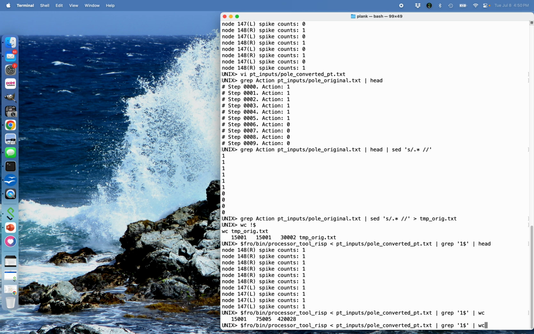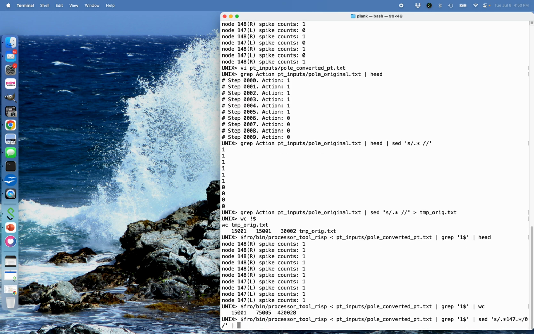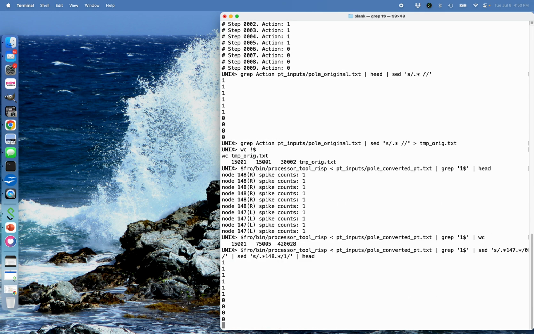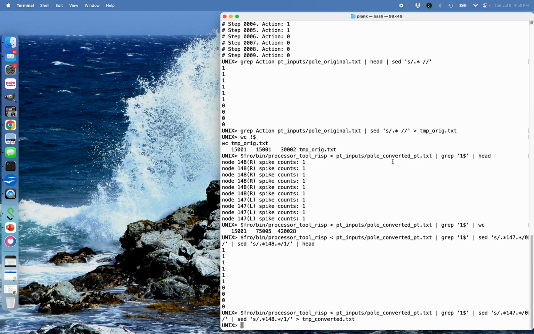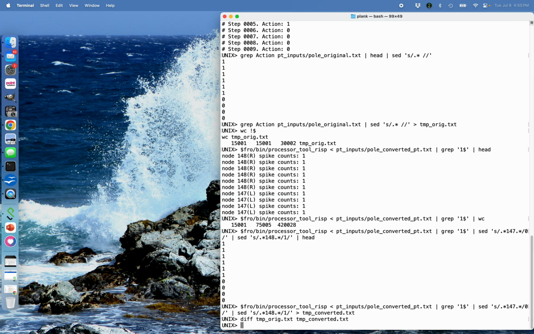Okay, now let's go ahead and convert the 147s to zeros and the 148s to 1s. So sed, s/.*147.*/0/. Pipe that to sed, s/.*148.*/1/. Let's pipe that to head just so we can make sure it worked. Beautiful. Now let's put that into a file. And if we diff that file and this one, so diff temp_orig.txt and temp_converted.txt, we should get that they're identical. Yay, they are.